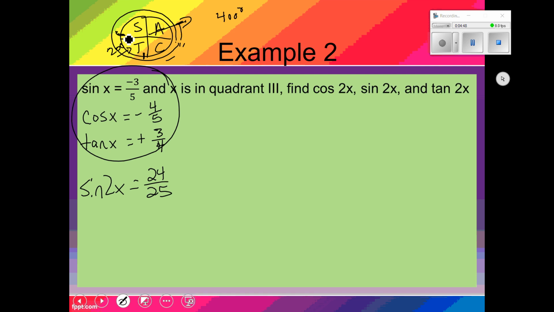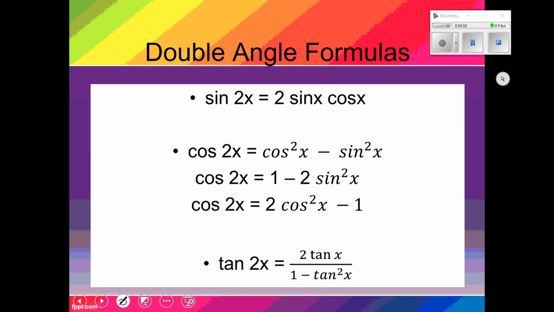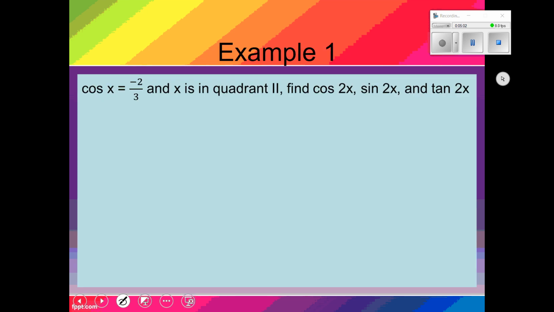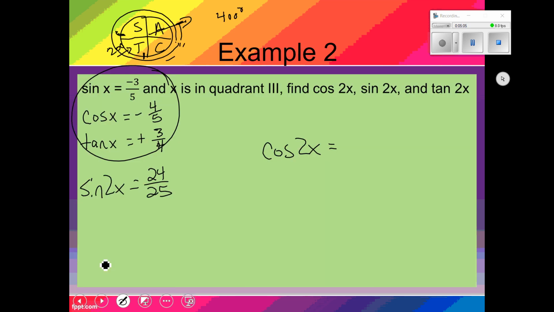Okay, so let's go to cosine of 2x, and you can use any of the 3 formulas that you want to. If we go back, I'm going to use the first one: cosine squared x minus sine squared x.